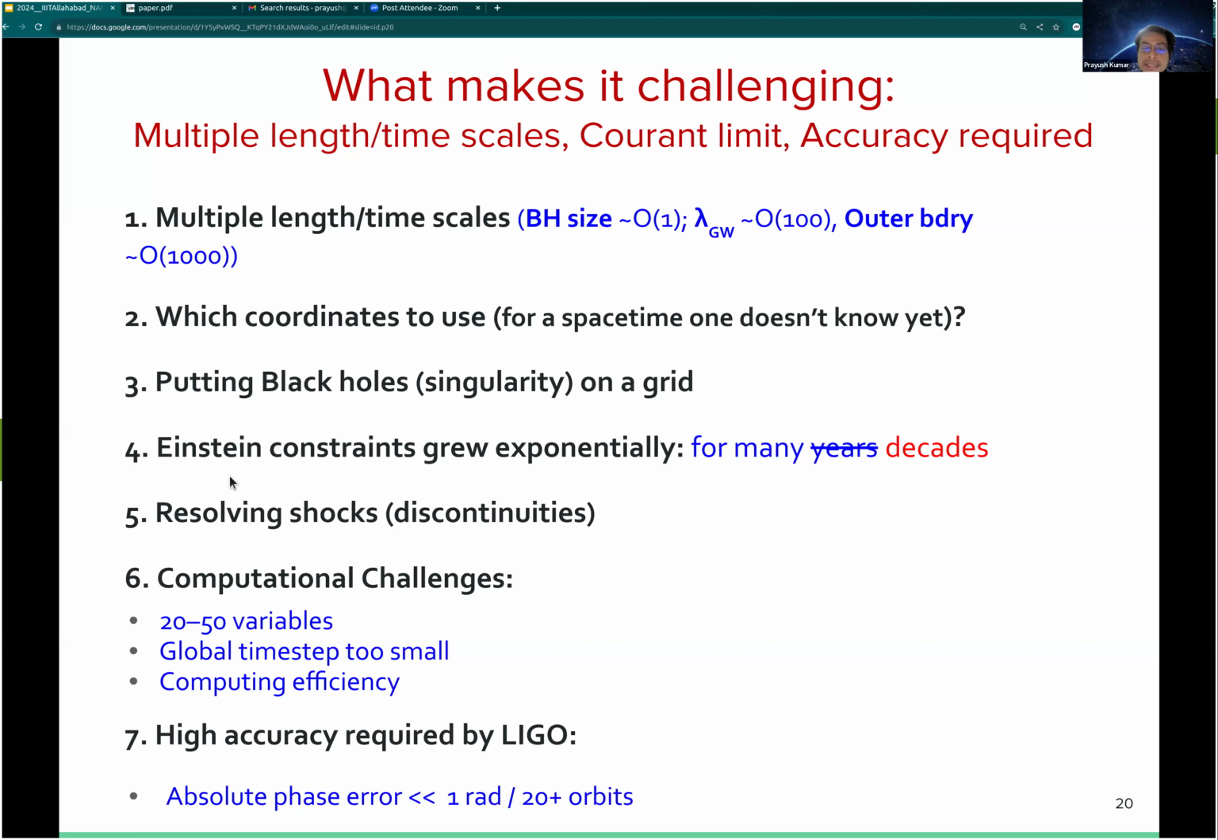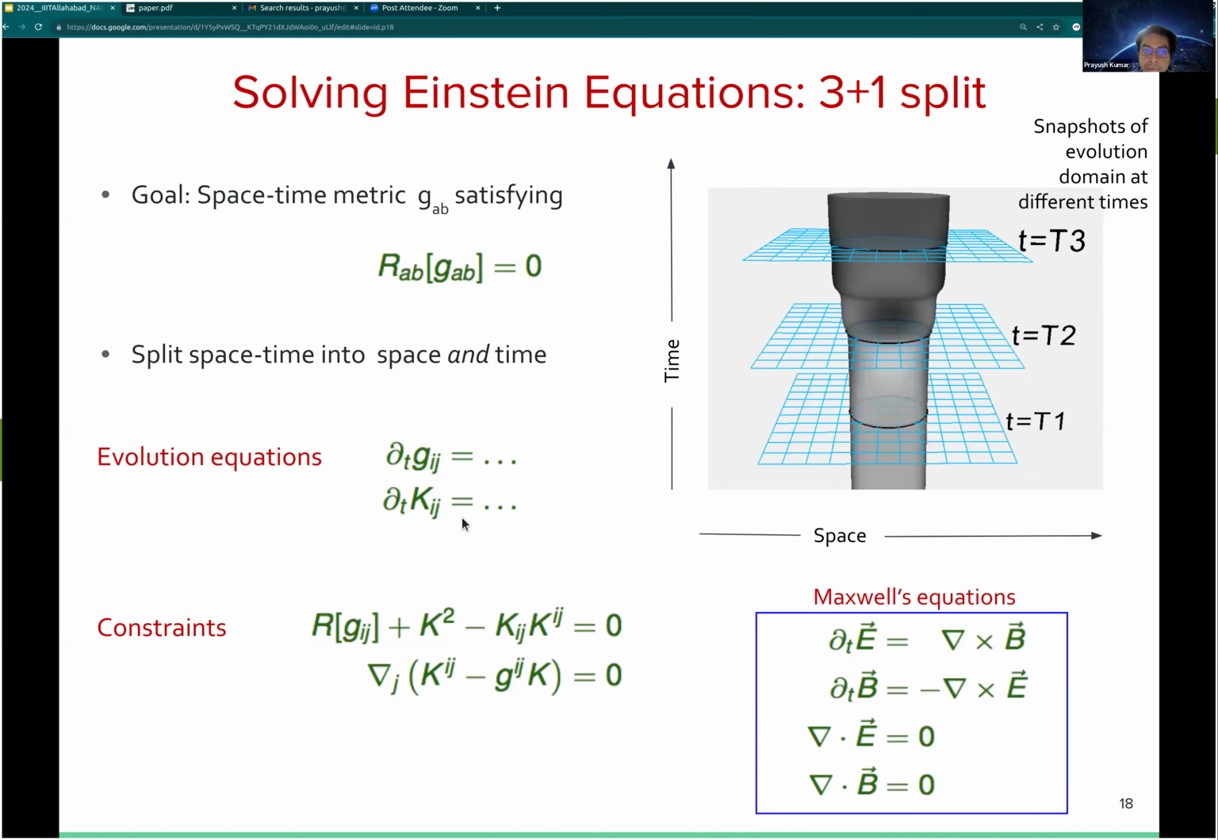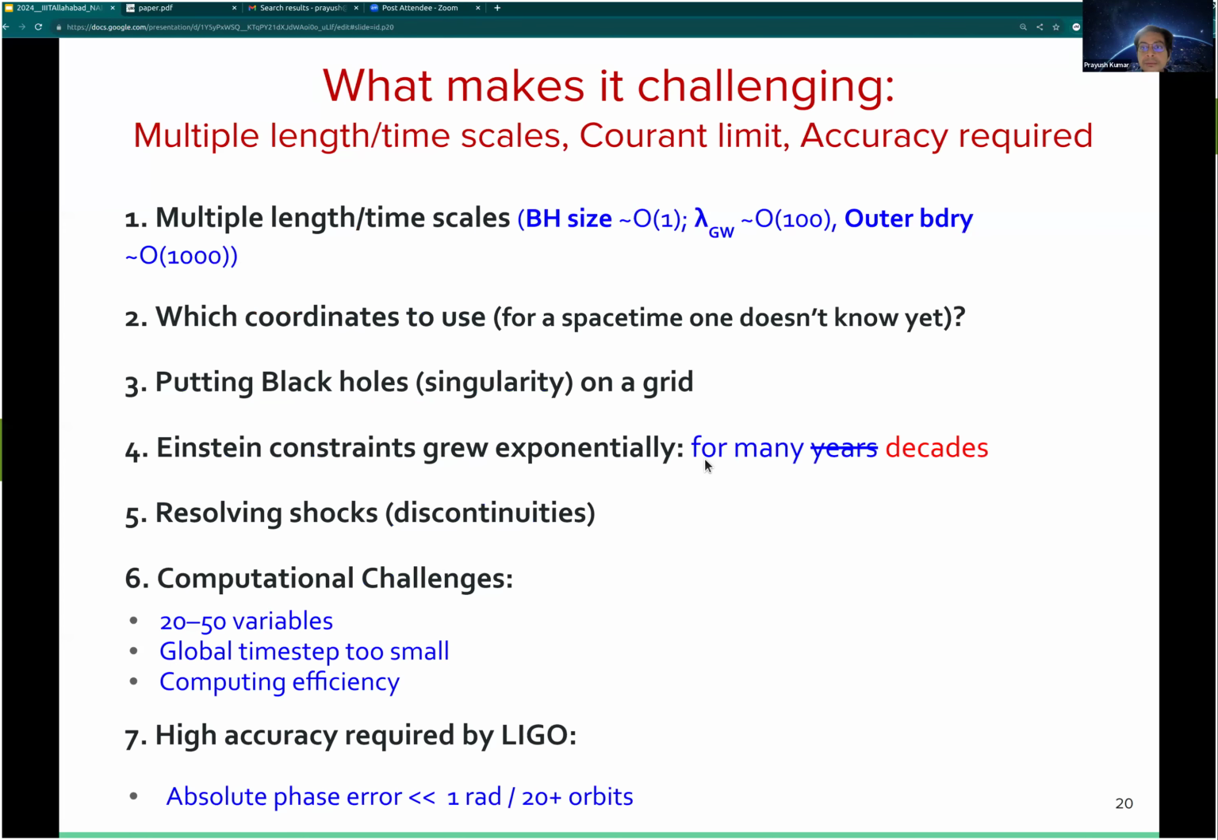Now, the next problem, number 4, is that Einstein constraints grow exponentially. And this is actually the key problem that remained unsolved for decades before Pretorius's simulations came out. So what was happening was that given some initial data, people were evolving the evolution equations. And soon, in a very short time of this evolution, the constraint equations became violated. And these violations grew exponentially with time, right? And that led to blowing up of the numerical solution, right?